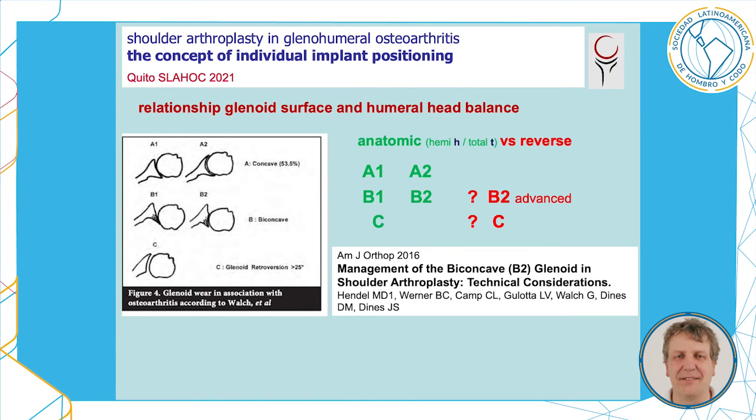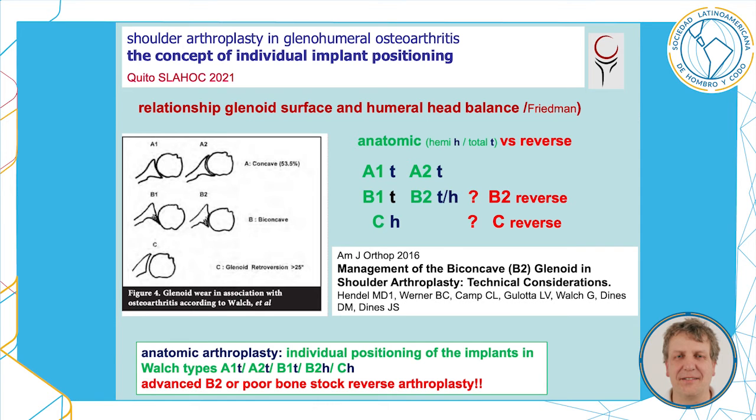When we look at the relationship of the glenoid surface and the humeral head balance according to the classification of Walch, we may find that an anatomic implant may be used in each of these situations. It depends, however, whether to use a total or a hemi, and in some of them probably we should use a reverse. So in types A and B1 and probably also in some of B2 glenohumeral osteoarthritis, we may use a total shoulder implant. In some of them, however, we have to think of a hemi or a reverse according to the individual situation.